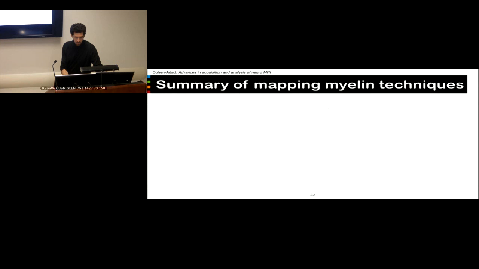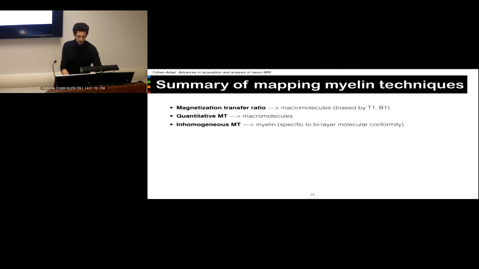So, if we want to summarize the myelin mapping techniques, we talked about MTR. There's QMT. There is another one called inhomogeneous MT.